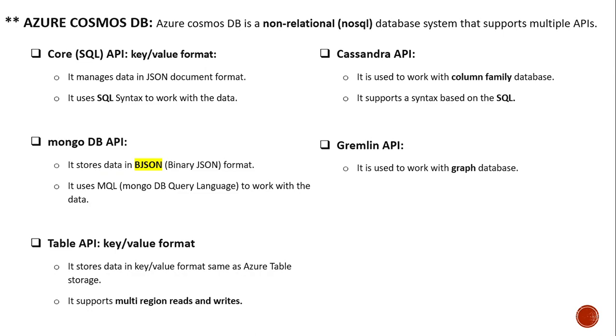The next one is the Cassandra API. The Cassandra API is used to work with column family databases, and it supports a syntax based on SQL. And the Gremlin API is the graph database. So if you know one point for each of these APIs, it will be very helpful in the examination. In the examination, the aim will be to ask what the API is and what it is used for. If you know that, then it will be sufficient.